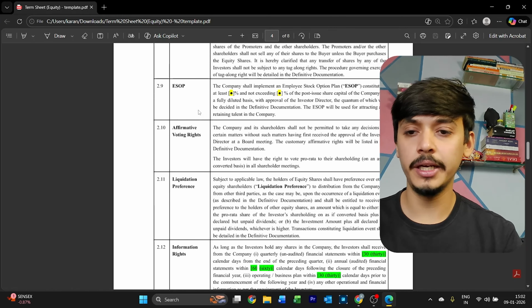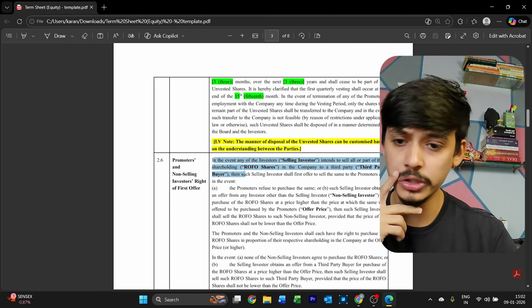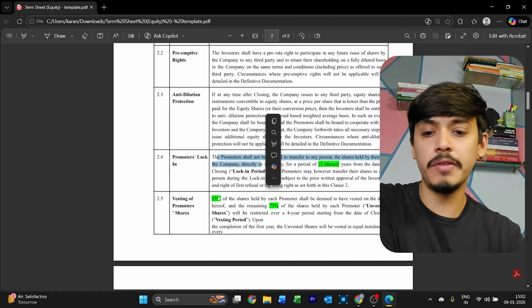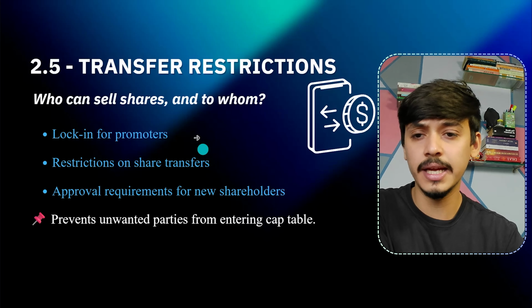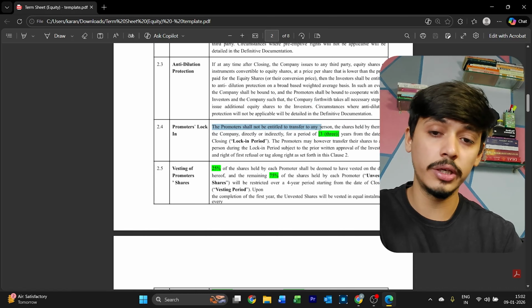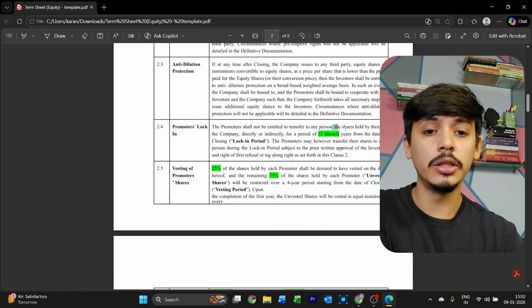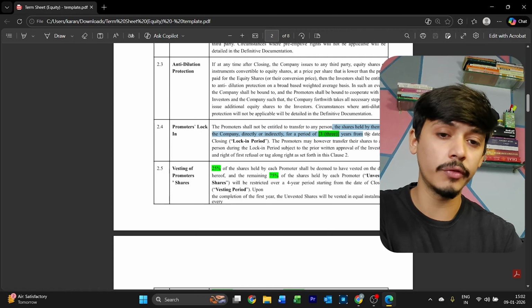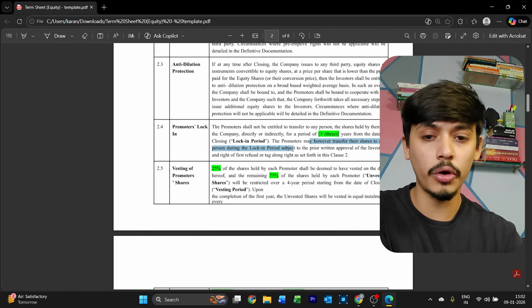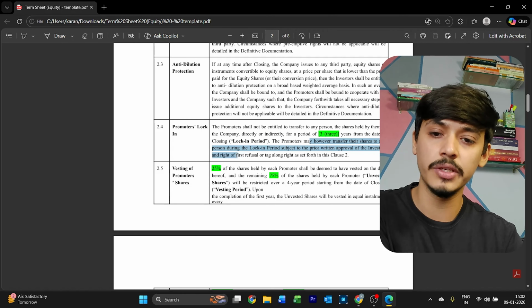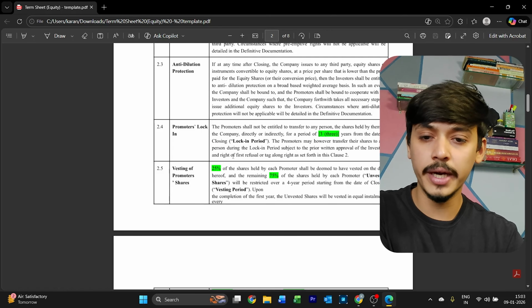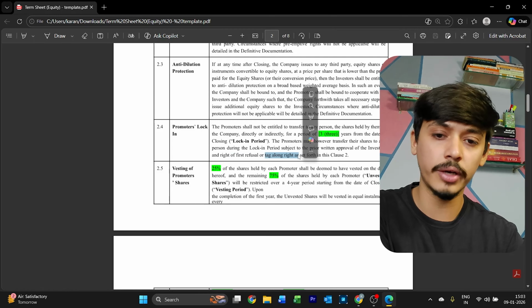Coming to the template, here we are going to see the promoters and non-selling investor rights of first offer. Alongside that, promoter lock-in is covered, and vesting of promoter shares. These are some of the things that are covered in this transfer restriction. So promoters lock-in mentions that the promoter shall not be entitled to transfer to any person the shares held by them in the company for a period of 3 years from the date of closing. The promoters may, however, transfer their shares to any person during the lock-in period, subject to prior written approval of the investors and right of first refusal and tag along as set forth in the clause. So we are going to look at this right of first refusal and tag along rights going ahead.